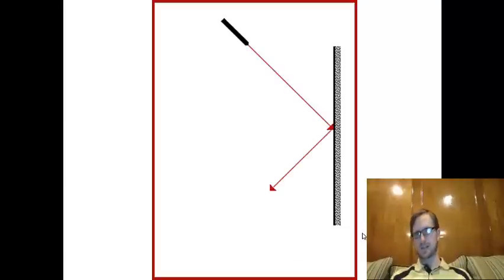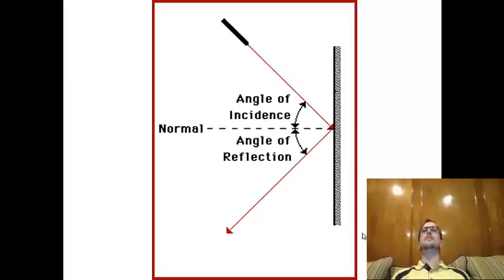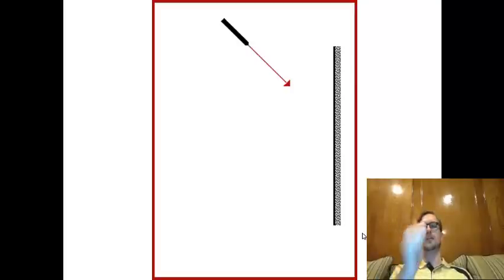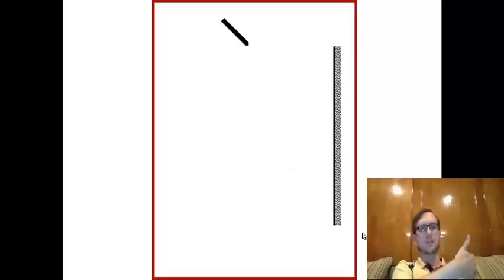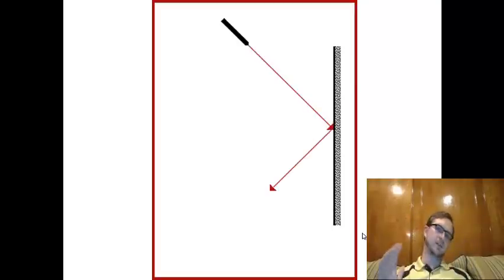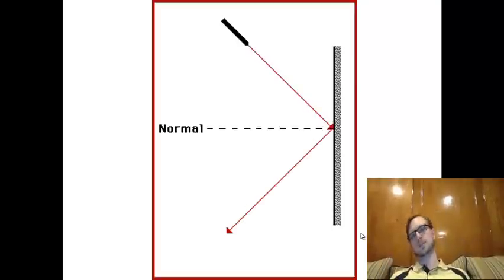If you think about this, this makes sense. Think about throwing a tennis ball against the wall. If you throw the tennis ball directly at the wall, the tennis ball comes directly back at you. If you throw the tennis ball at a 30-degree angle at the wall, it bounces off at a 30-degree angle. Light waves, sound waves, all kinds of waves reflect just like you would imagine.